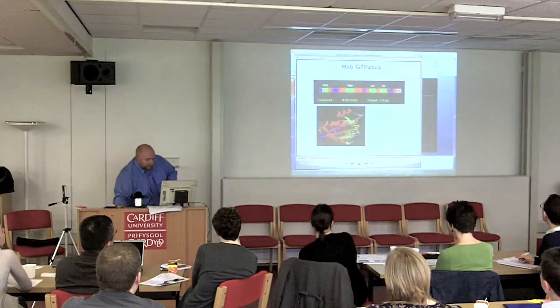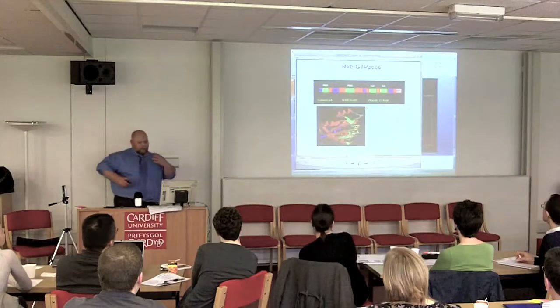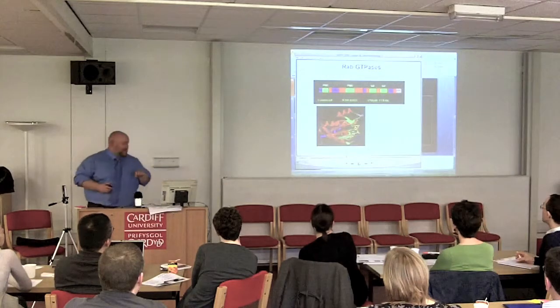Yes, that's the right one. But you need to at least appreciate what they are and what they do. Rabs are very small proteins. They're GTPases, so they bind GTP. Now you can have it zooming in on areas you want to.